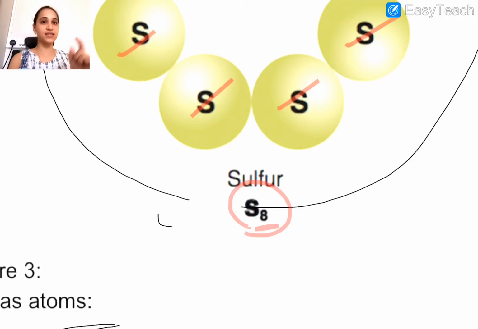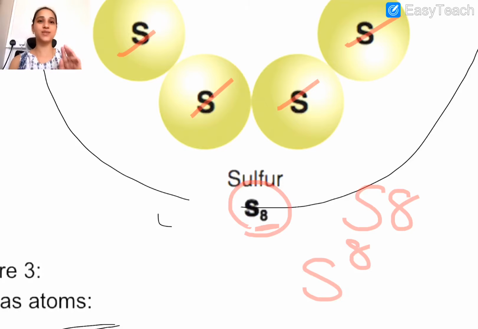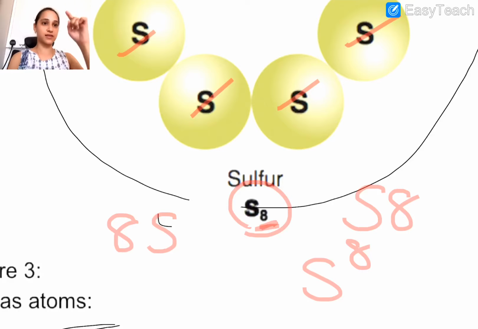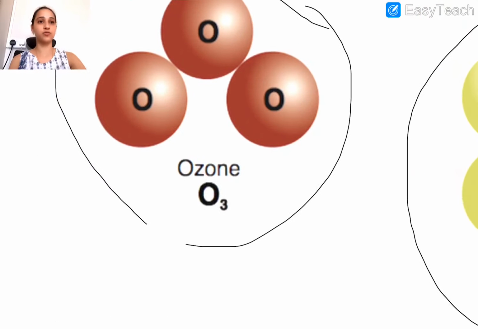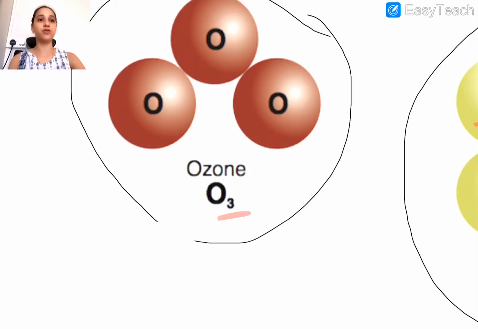The number 8 is a subscript, always a subscript. If you write S8 like this, it is wrong. If you write it like this, it is wrong. And if you write 8S, this is wrong as well. Only when it is written as a subscript does it mean that there is this number of sulfur atoms in the molecule. Here we're talking about the molecule. So for ozone, if you write O3 here, it means that all 3 oxygen atoms are combined together.